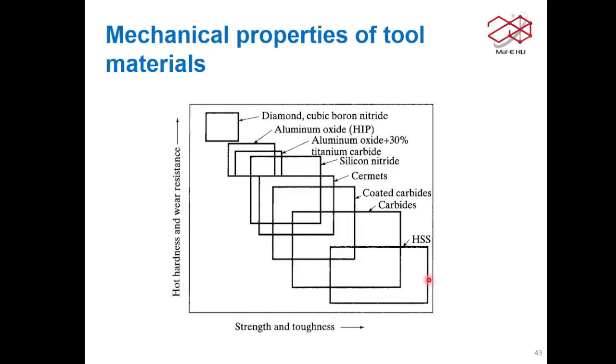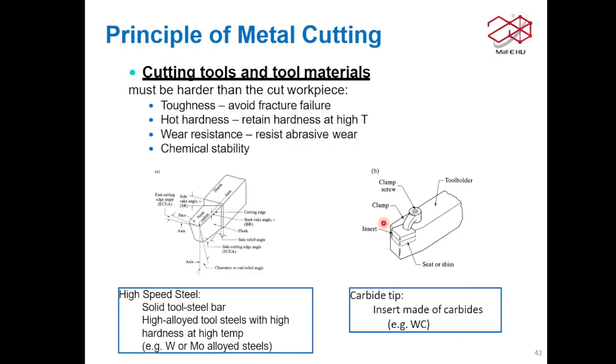So for harder material, we might use diamond-coated drill bits or diamond-coated milling bits, right, or cutting bits, or we can use ceramic cutting bits or composite materials like cermets. We can use carbide, etc. But all these materials are quite brittle. So we are not making the tool in the same way as the high-speed steel.